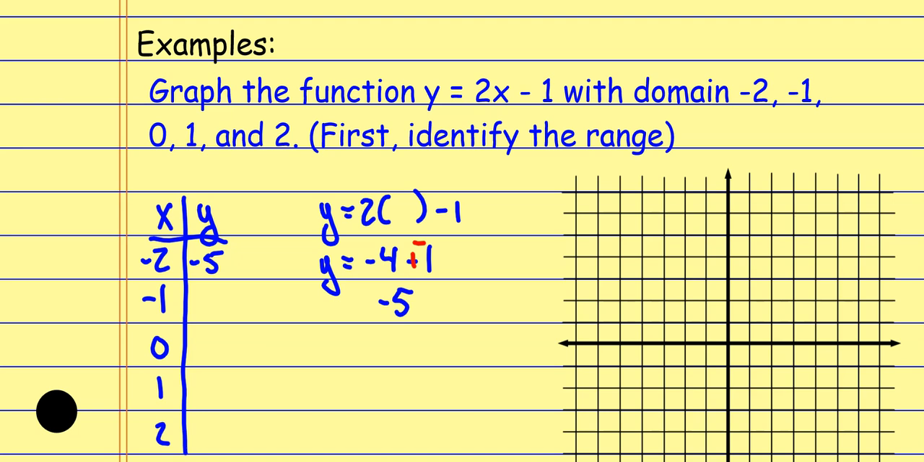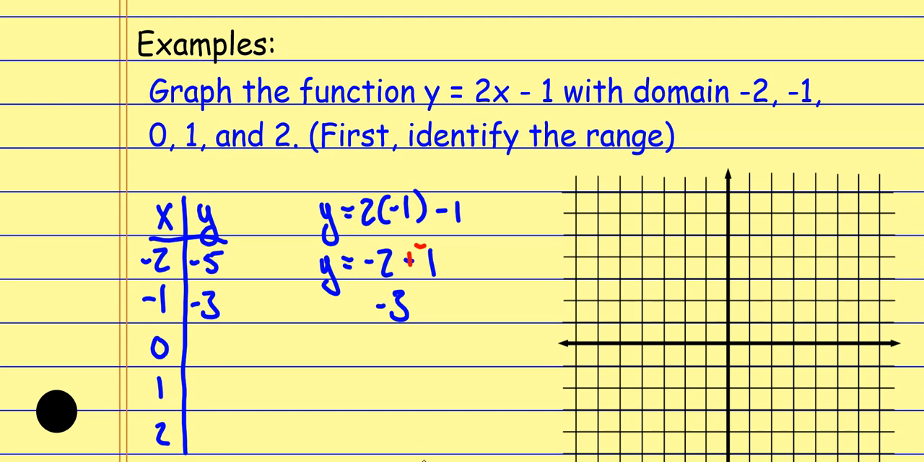I'm still using the same function, the same y equals, but now I'm plugging the next value in. Plug a -1 in. So 2 times -1 is a -2 minus 1. And again, change subtraction to adding the opposite. -2 plus -1 is a -3. So that's my next value.